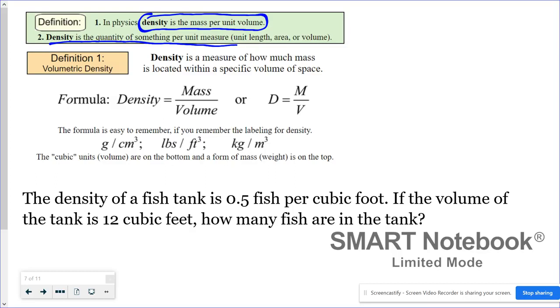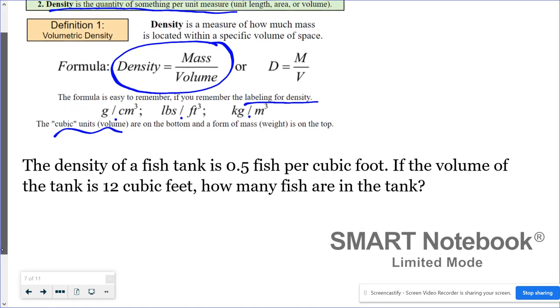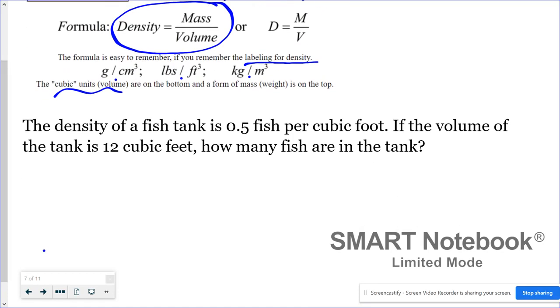Starting with the most common one, density is mass divided by volume. The formula is easy to remember if you remember the labeling for density. If you look at these labels, you've got grams per cubic centimeter, pounds per cubic foot, kilograms per cubic meter. That cubic measurement, that's your volume. The cubic units are in the volume, so that's why they're going on the bottom. So that's just another way of remembering this particular rule for density, mass divided by volume.